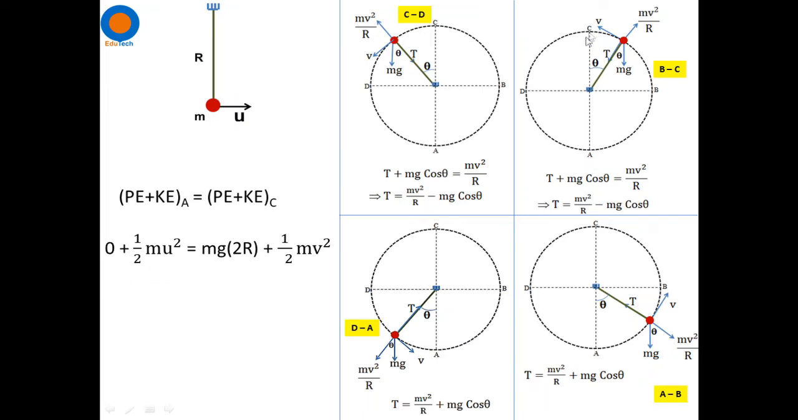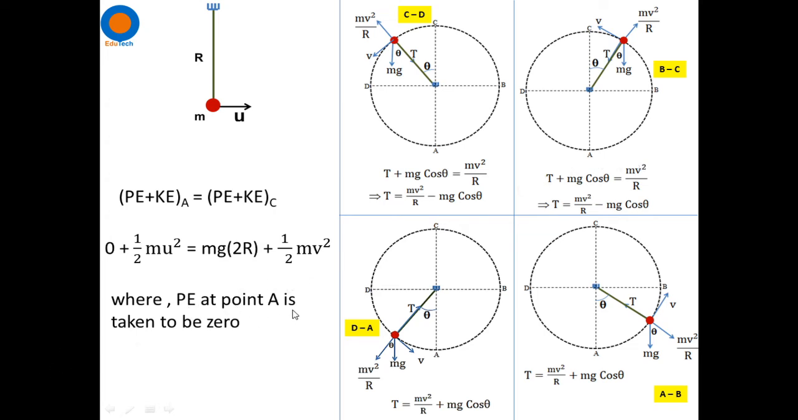And what is the potential energy at point C? It is mg into height. What is the complete height from A to C? It is twice the radius, meaning the diameter. A to C distance is 2r, therefore potential energy is mg into 2r plus half mv square. V is the velocity here. We have taken potential energy at point A to be 0.